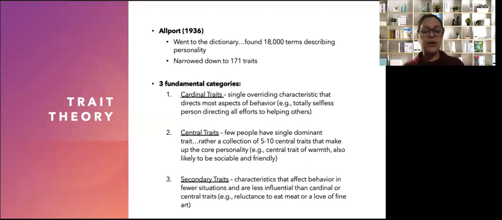Finally, the third category is secondary traits. So these are characteristics that affect behavior in fewer situations. They're less influential than the cardinal or central traits. Okay, so think of these as very specific traits to the individual, such as not eating meat, or loving fine art, or getting nervous before a speech.